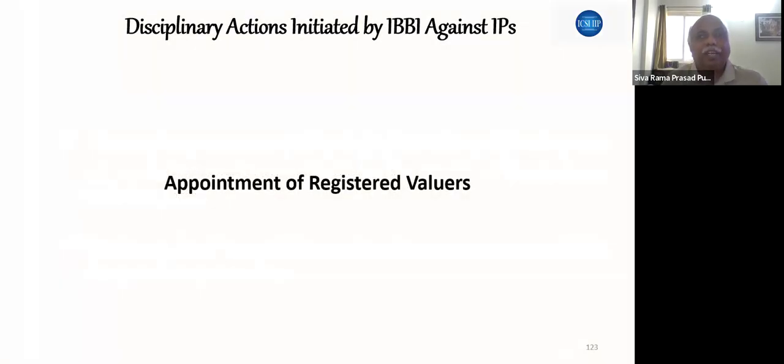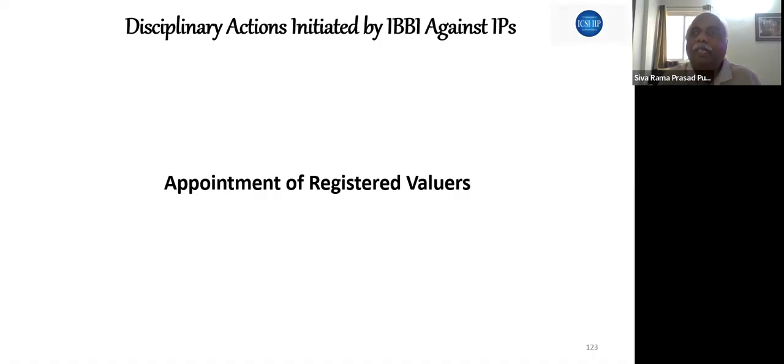Appointment of registered valuers. So all valuers are okay. They have completed the RVO examination, the IBBI examination, and have experience. Some of the valuers have experience in certain sectors, like chemical, textile or pharmaceuticals. So if the relevant experience is there, they can give an accurate report.